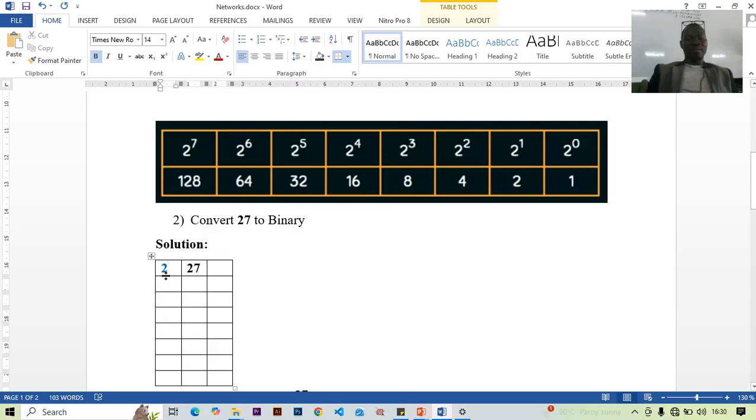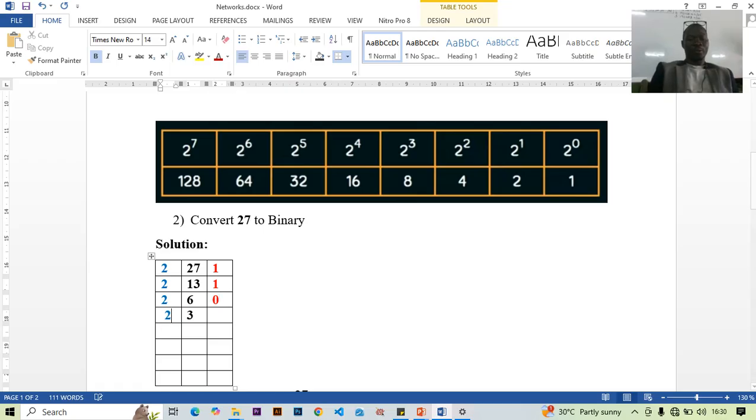So 27 divided by 2, we get 13. 13 times 2 will give us 26, and so we have a remainder of 1. Okay? Then again we'll continue. 13 divided by 2, we get 6. 6 times 2 is 12. We have a remainder of 1. We'll continue again. 6 divided by 2, we get 3. 3 times 2 is 6, remainder 0.